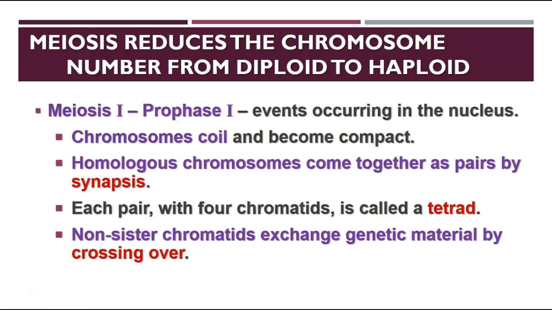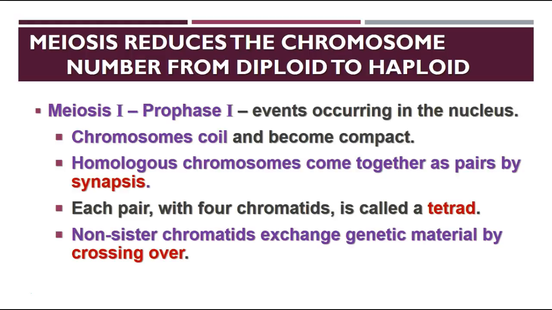Now the stages of meiosis are very similar to the stages of mitosis. They involve prophase, metaphase, anaphase, and telophase, but since we have 2 divisions, we have to name them a little bit differently. So we talk about meiosis 1, the first division, and meiosis 2, the second division, and each division has a prophase, a metaphase, anaphase, and a telophase.